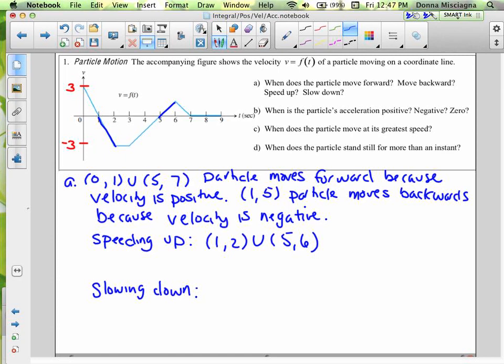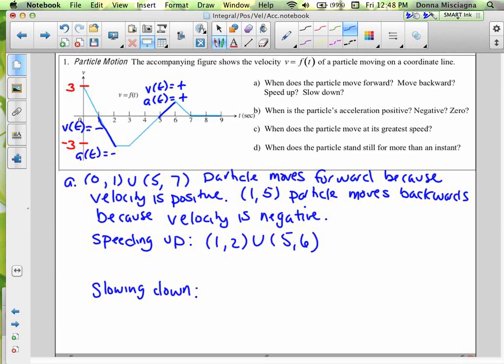From 1 to 2 here, the velocity is below the x-axis, so that means velocity is negative. Notice the slope of the line is negative. That means that acceleration is negative. Let's look over from 5 to 6. From 5 to 6, velocity is above the x-axis, so velocity is positive. The velocity curve also has a positive slope. That means that acceleration is positive. So notice they match.